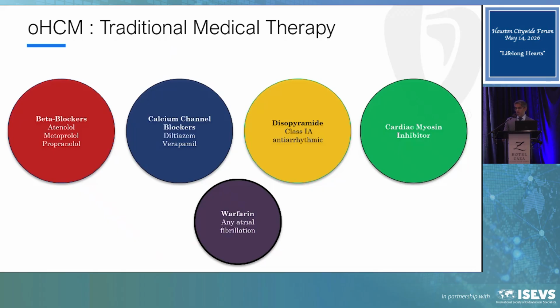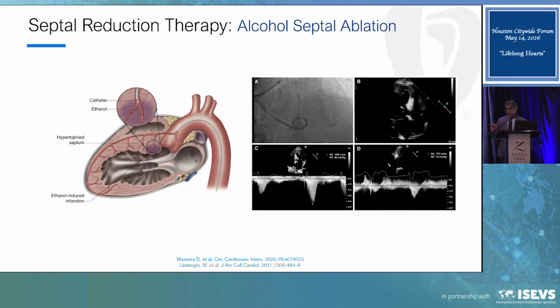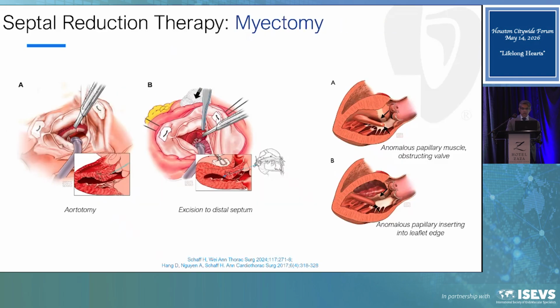We have traditional medical therapies for obstructive HCM. That includes beta blockers, calcium channel blockers, and disopyramide. Now we have cardiac myosin inhibitors, and we just talked about AFib, so warfarin for any atrial fibrillation that's out there. We also have septal reduction therapy, SRT, that includes alcohol septal ablation, as well as myectomy, and we'll concentrate on this.